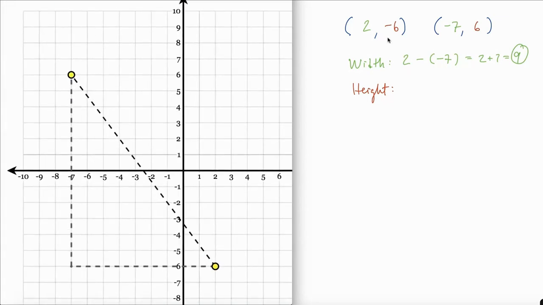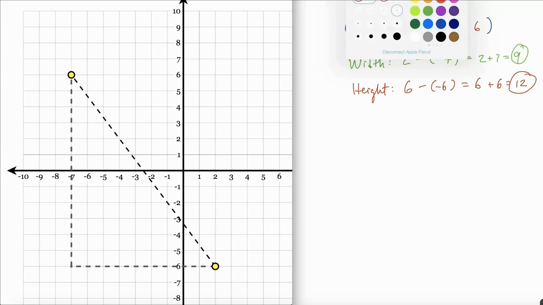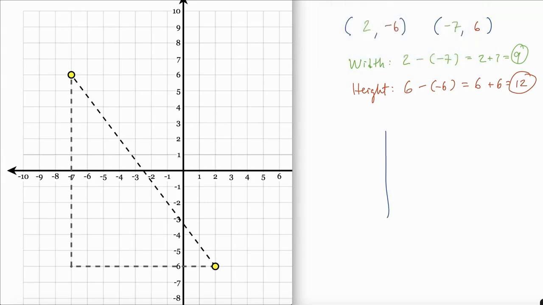But how could we have used the coordinates? Well, to find the difference between a y coordinate and another one is just to subtract them. So if we did one y coordinate, this one, minus the other y coordinate, minus -6, that's the same thing as saying 6 plus 6, which is equal to 12, which is, of course, the other leg. So what we have created is a right triangle, and we know that its height is 12, or one leg is 12 and one leg is 9.